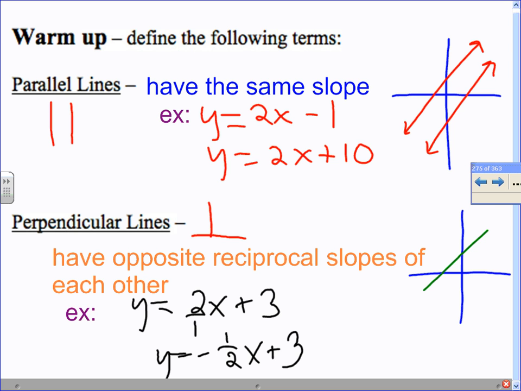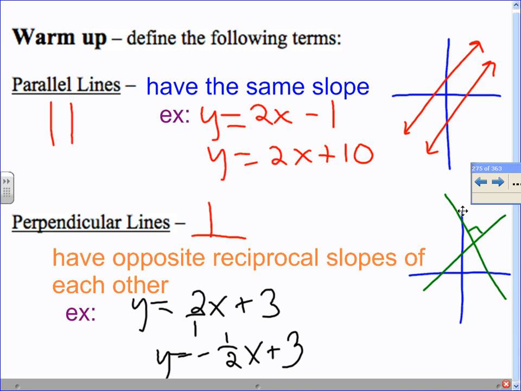We kind of talked about this earlier. The graph of perpendicular lines are going to somehow, some way cross. They have opposite reciprocal slopes. So two examples are y equals 2x plus 3 and y equals negative 1/2 x plus 3. Why? Hold on, Adam. You gotta raise your hand. Why are those slopes opposite reciprocals?